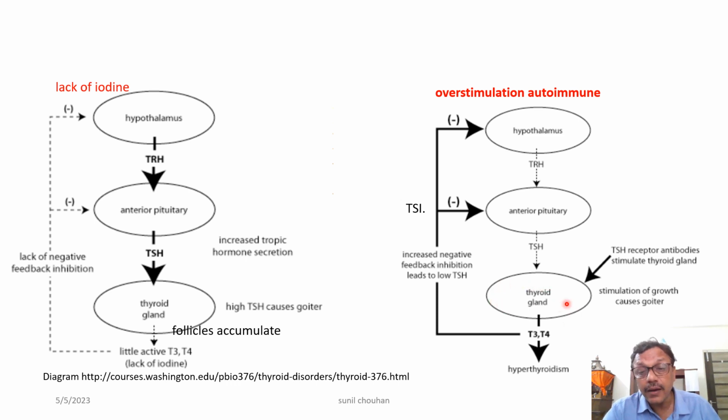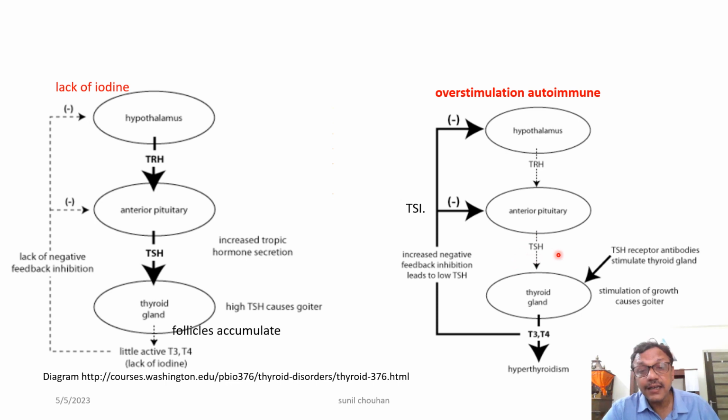With hyperplasia, the number of cells increases, and by virtue of the stimulation, a large amount of T3 and T4 is going to be produced. This will negatively feed back on the anterior pituitary and the hypothalamus to produce low amounts of TRH and TSH.